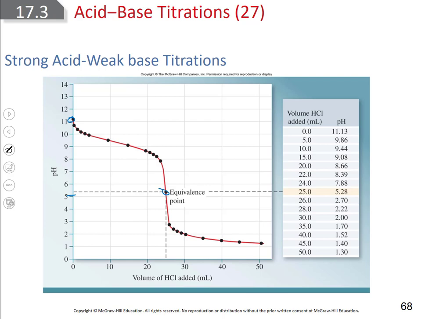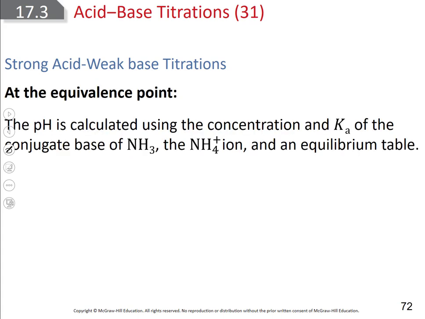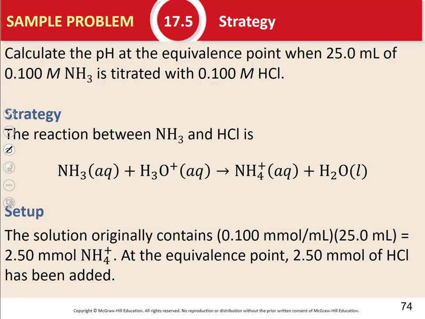All right, let's just jump into the problem. I think the problem will make more sense than what they had there. So let's calculate pH at the equivalence point when 25 milliliters of 0.1 molar ammonia is treated with 1 molar of acetic acid.